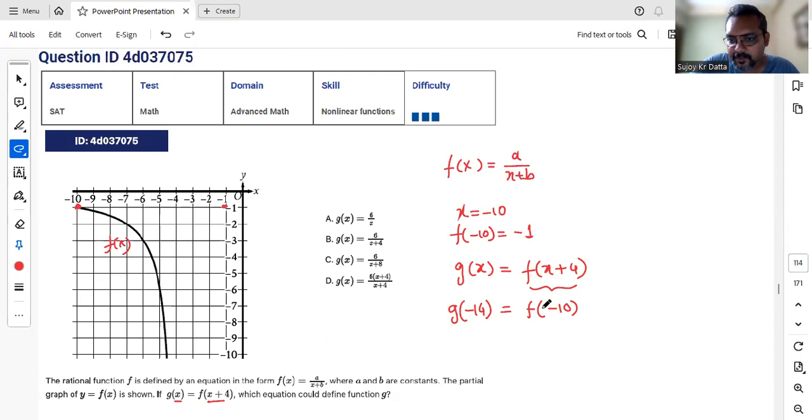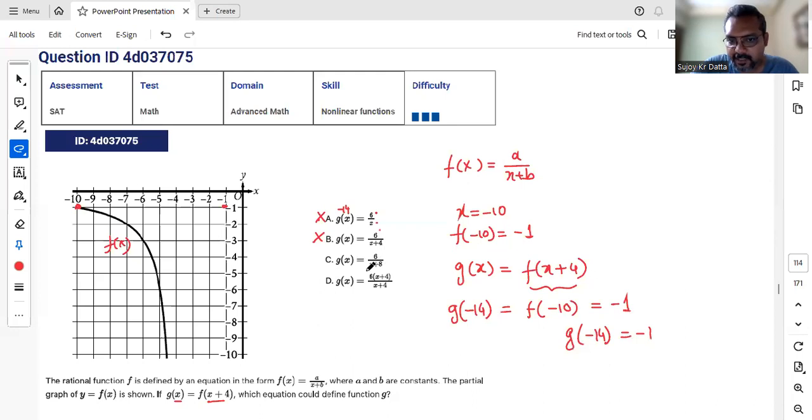Right? If x is negative 14, negative 14 plus 4. And f of minus 10 is minus 1. So what we have is g of negative 14 to be minus 1. Let's just plug in here. First option, negative 14 here will be 6 over negative 14. That's not minus 1. This would be 6 over negative 10. Negative 14 plus 4 is negative 10. That's not minus 1 either.